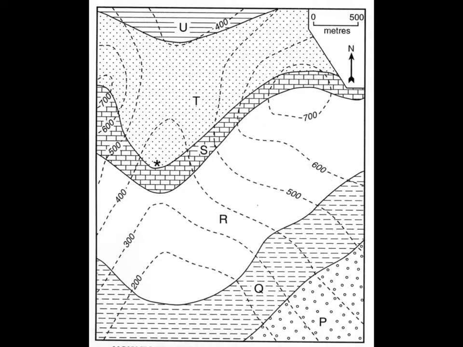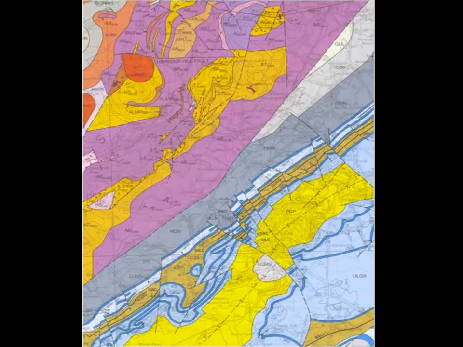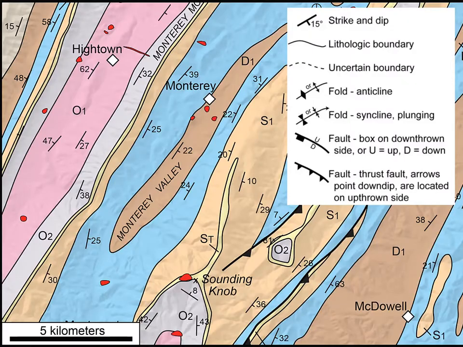Geologists tend to use a standard set of symbols that we learn from the beginning of our degrees. The brick pattern is always limestone, dots are sandstone, and so forth. We use a standard set of symbols for structures, like folds and faults, or to illustrate the orientation of rock units, so giving the strike and dip.